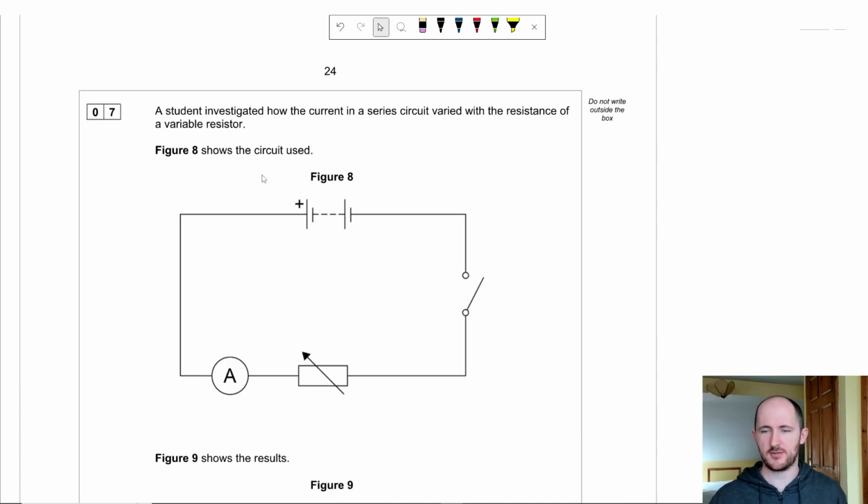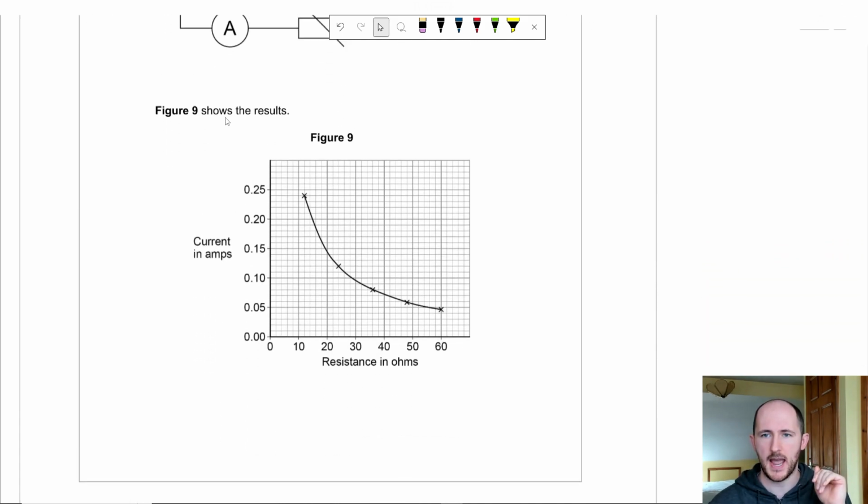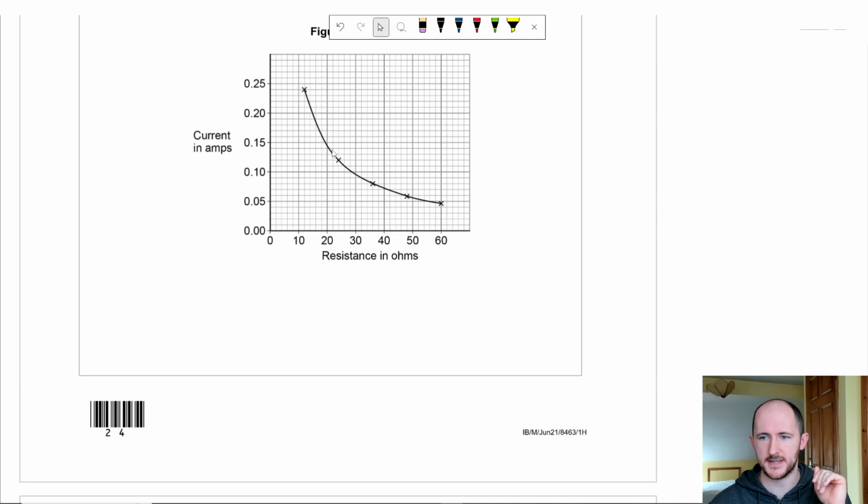Here we get back to electricity, everyone's favourite topic, whatever you want to call it. So a student investigates how the current in a series circuit varied with the resistance of a variable resistor, very similar to the earlier question. And as she does this experiment, these are the results that she ends up getting. So as resistance increases, current decreases.